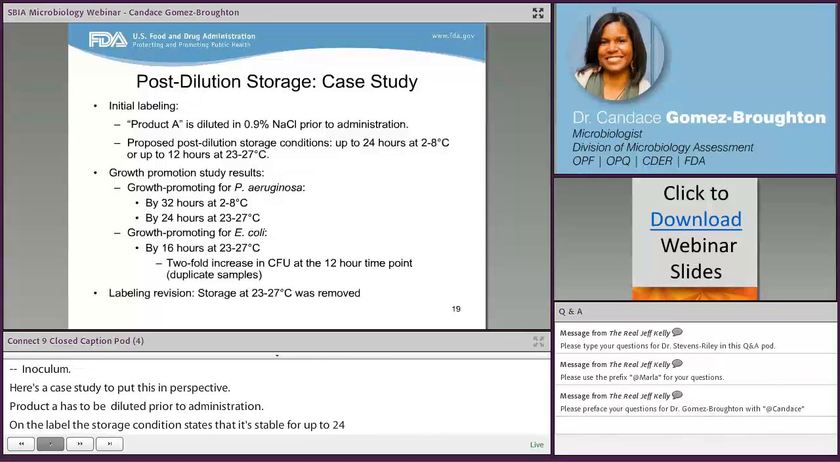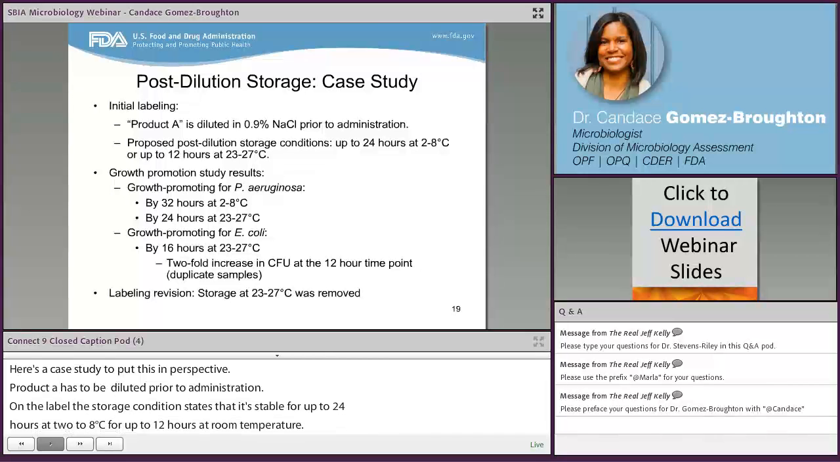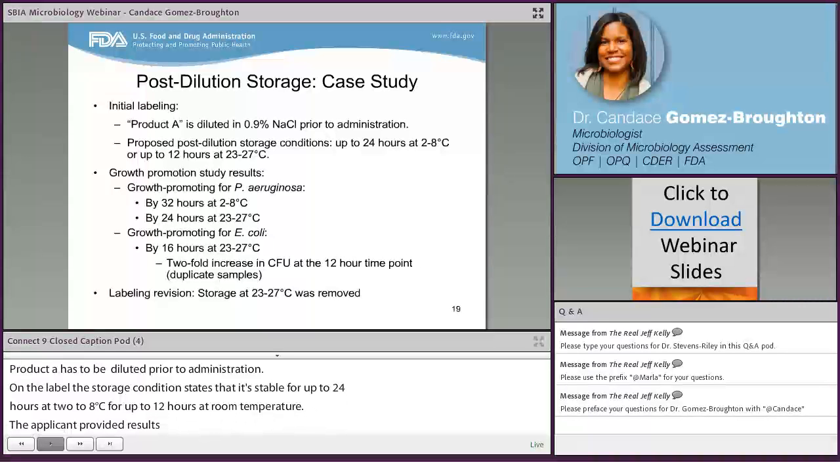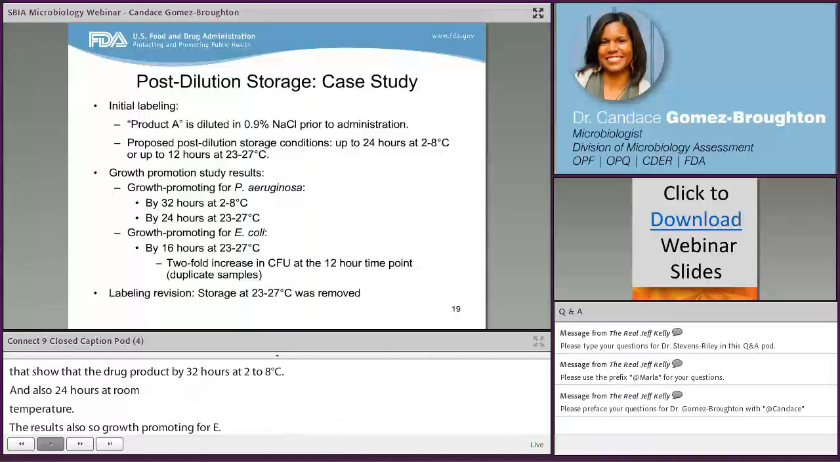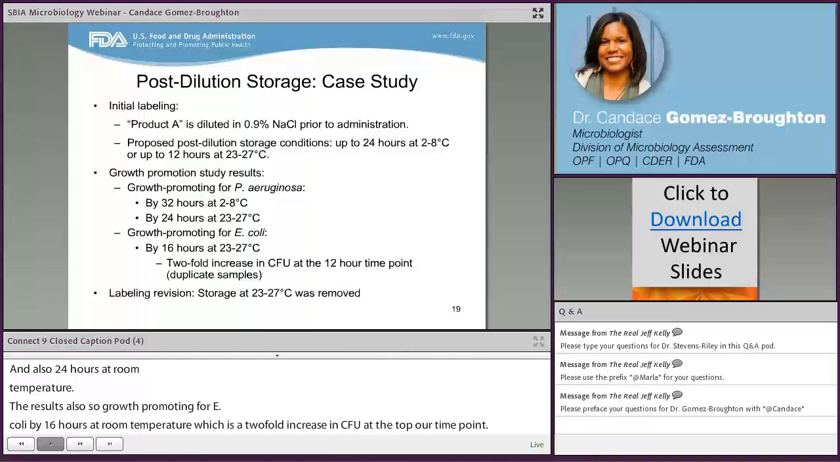The applicant provided a growth promotion study result that showed that the drug product was growth promoting for Pseudomonas aeruginosa by 32 hours at 2 to 8 degrees Celsius, and also by 24 hours at room temperature. The results also show that the drug product was growth promoting for E. coli by 16 hours at room temperature, which is, the results show a twofold increase in CFU at the 12-hour time point in duplicate samples. Therefore, the label was revised to remove the room temperature storage time.